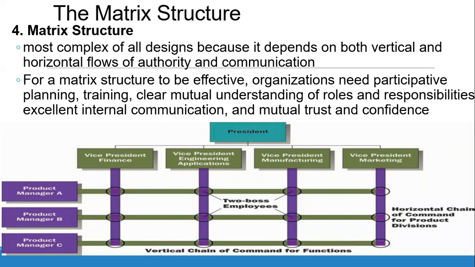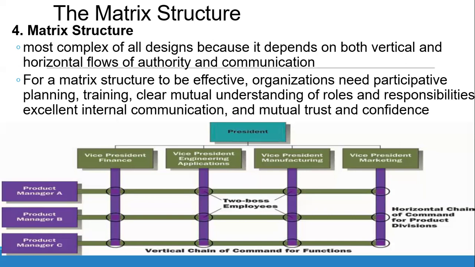And the matrix structure is further complicated than the functional structure, as well as the divisional and the business unit structure. So when we say the matrix structure, it is simply a combination of the functional structure and the divisional structure, so that simultaneously, an employee in such an organization may be reporting vertically to one superior and horizontally to another superior. So, matrix structure is said to be very much complex to run, in the sense that it breaks down the rules surrounding chain of command.